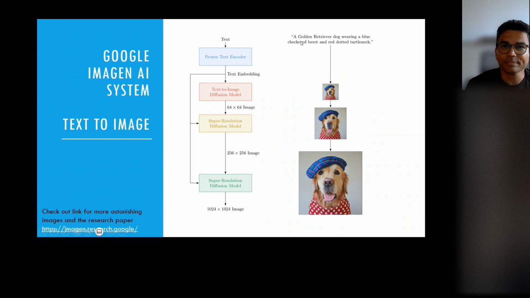So here, the input we are providing is like a golden retriever dog wearing a blue checkered beret and red dotted turtleneck, right? And this is the input, and the machine is actually generating the image based on that. And this is just incredibly cool. You should click on this link here and see the number of other images it can generate, and some of them are surreal, beautiful, but just absolutely amazing. So yeah, please check out this link. It's using a diffusion model to generate that image from text and encoder decoder networks. So pretty awesome, very cool stuff.